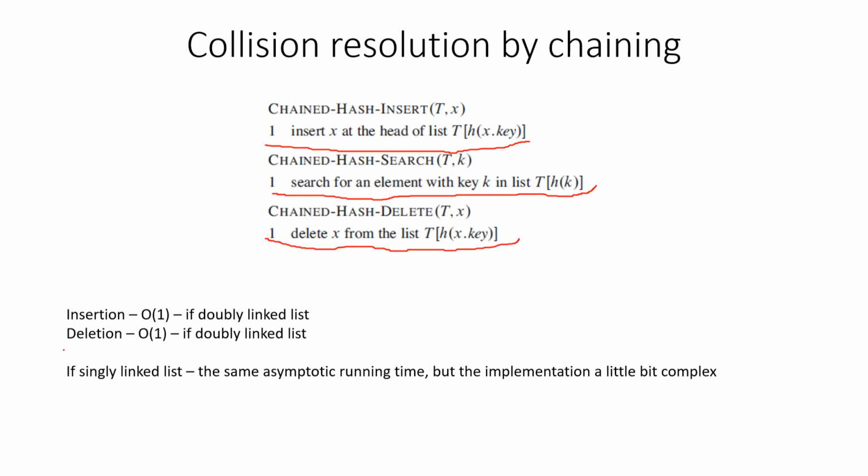Of course, here is the asymptotic analysis. As you can see, insertion and deletion take constant time if it is a doubly linked list. For a singly linked list we have the same asymptotic running time, but the implementation is a little bit more complex because you need to go back to the previous element and change its values.